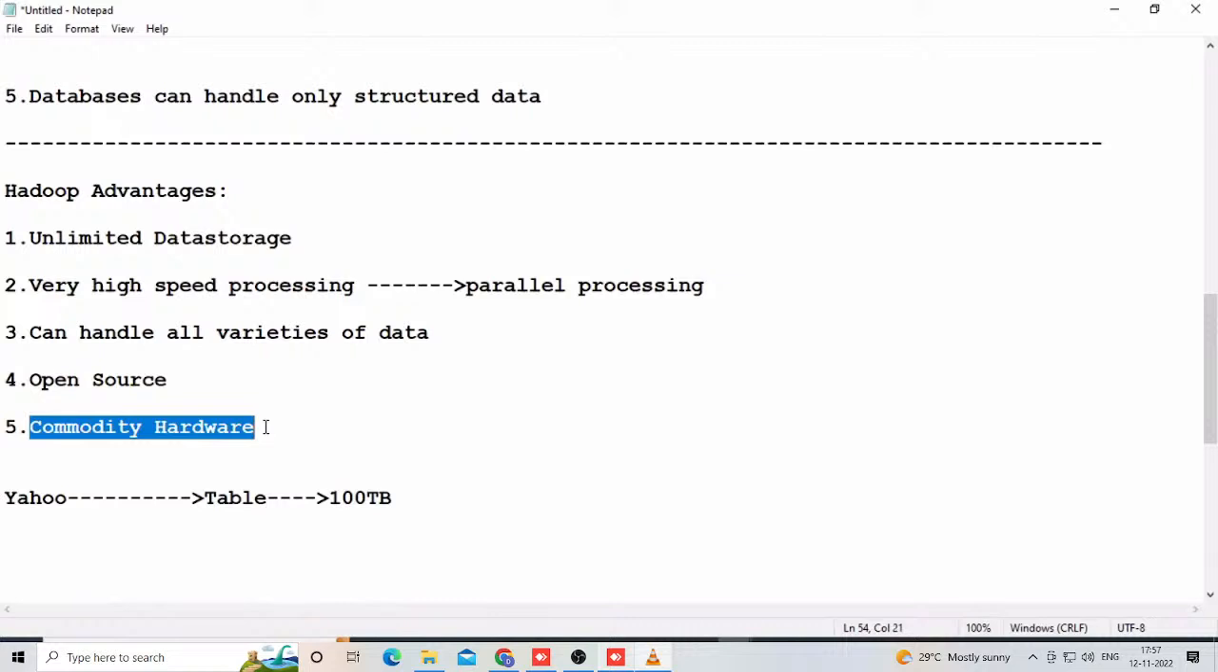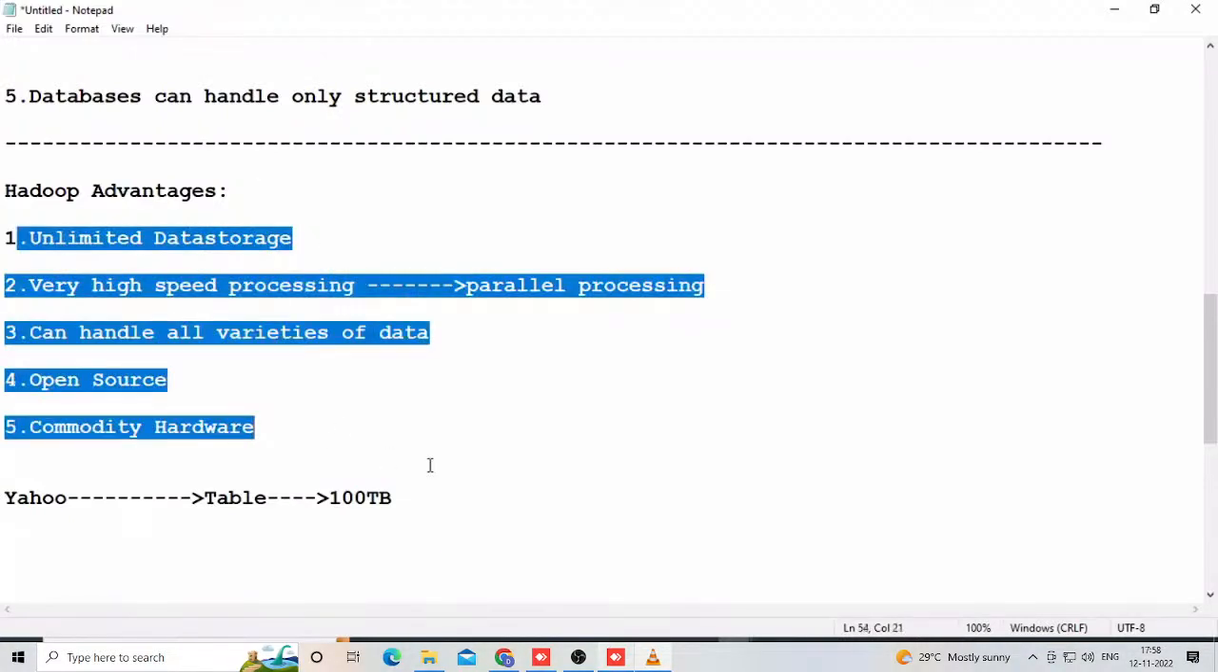And it is open source, no licensing required. Most of the Hadoop products are from Apache, and it can handle all varieties of data: structured, unstructured, and semi-structured. Very high speed processing because of parallel processing, unlimited data storage because of a feature called horizontally unlimited scalability, which I'll discuss in brief in tomorrow's session. Tomorrow I'll just brief you about these advantages, so you can attend the session to see more.